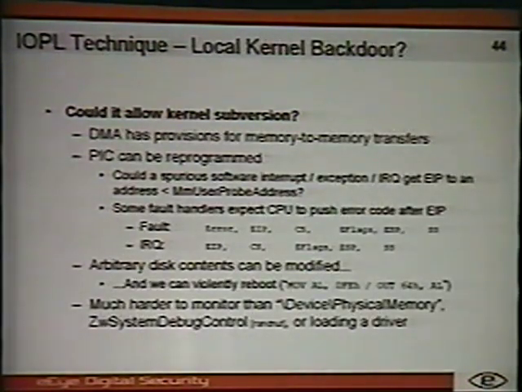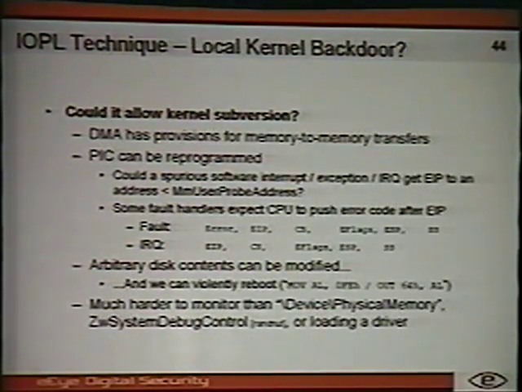Maybe it could be used as a local kernel backdoor. I have not written any code to do this. I don't know anyone who has, but DMA supposedly has provisions for memory-to-memory transfers. That'd be pretty neat. If you want to be a little bit sci-fi, you could try and reprogram the interrupt controller. You could redirect an IRQ to one of the exception interrupts. Now what this is going to do is the OS exception interrupt handler is going to expect an error code to be pushed by the CPU. Being an IRQ, there should be no error code pushed, so perhaps something will go haywire and maybe just magically we'll run some code. Of course, you can modify arbitrary disk contents.